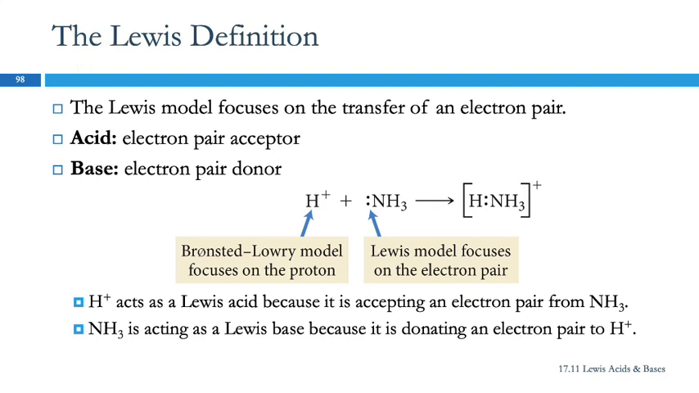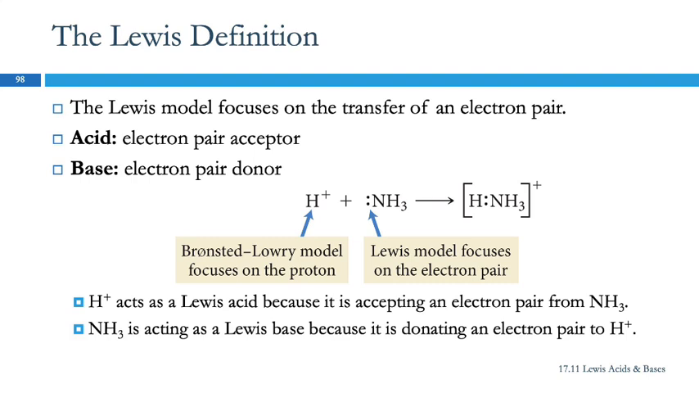So Arrhenius was talking about ionizing and forming hydrogen ions. Bronsted-Lowry was talking about donating a proton. And here we're thinking of it in terms of transferring electron pairs. So an acid is an electron pair acceptor. A base is an electron pair donor.